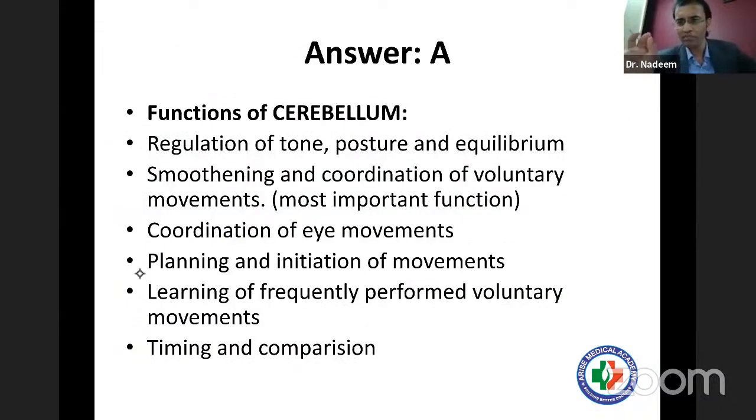So overall, the summary of this part is: what are the functions of the cerebellum? The most important is smoothing and coordination of voluntary movements. Please remember this point: maintenance of tone, posture and equilibrium, and then smoothing and coordination of voluntary movements. These are the functions of the cerebellum. Okay, fine, let's move ahead.